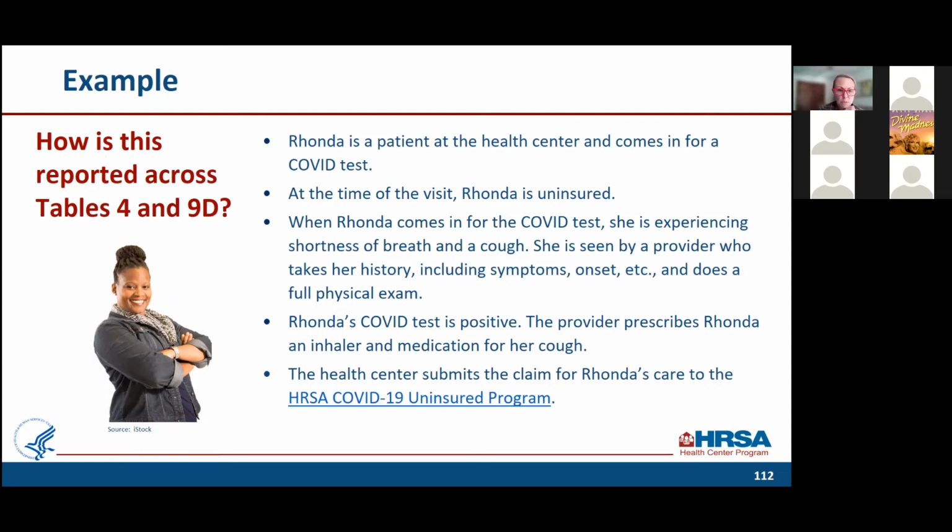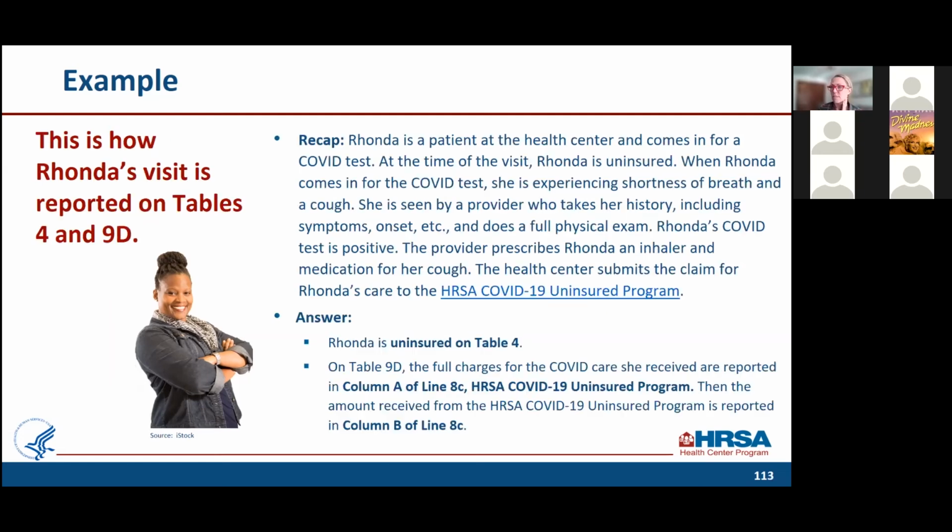Then think about on table 9D, where would those charges be reported? You can chat in your responses, but we'll talk those through here. So Rhonda would be uninsured and reported on table 4.